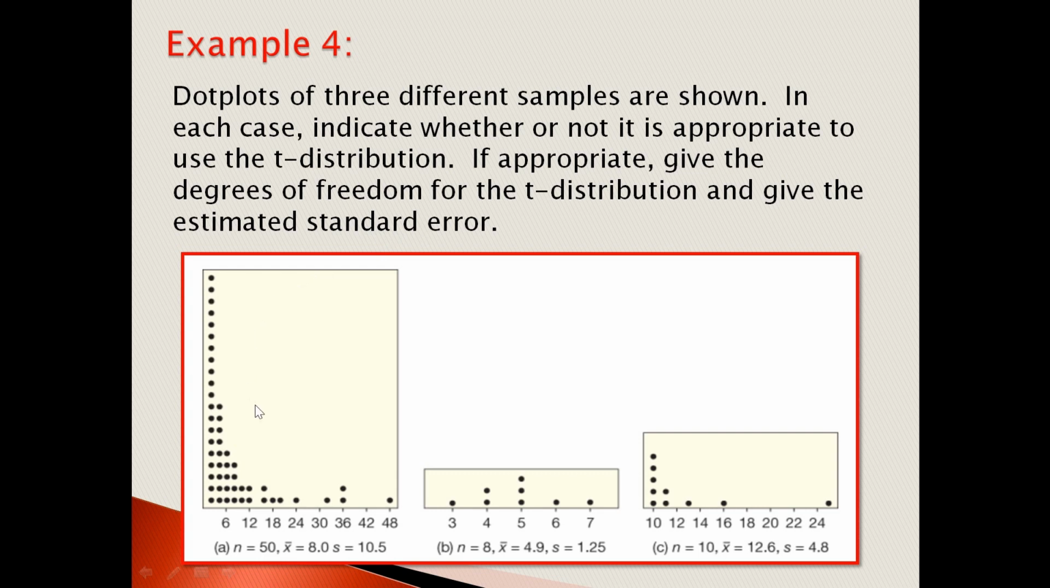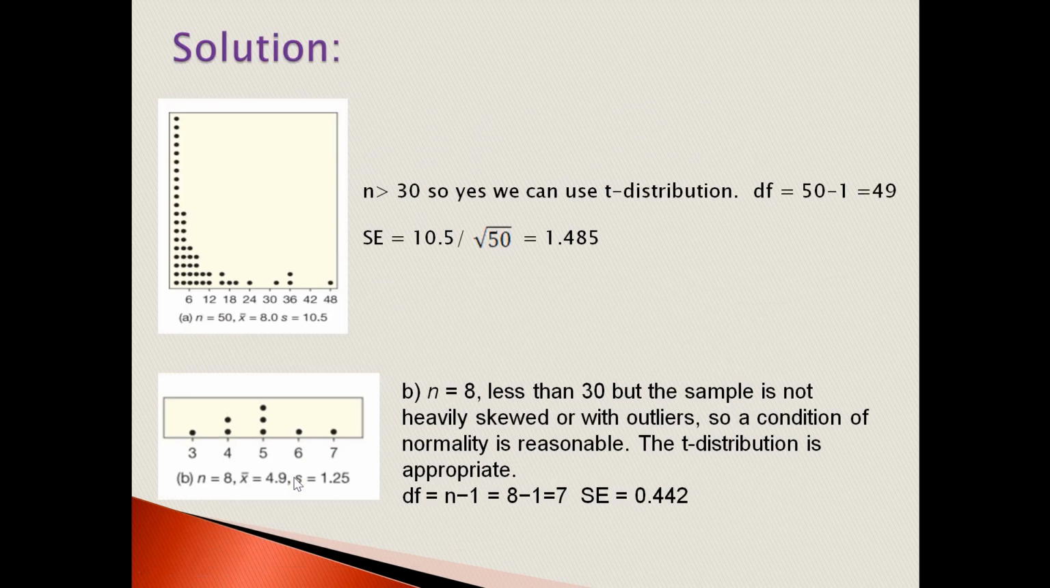So let's look at each one by itself. Let's look at the first one, A. This is obviously skewed. However, the sample size is large. In this case, this will follow the first option. The sample is larger than 30, so I can go ahead and use the t-distribution. So since n is larger than 30, yes, I can use the t-distribution. The degree of freedom will be the sample size minus 1, which will be 49.